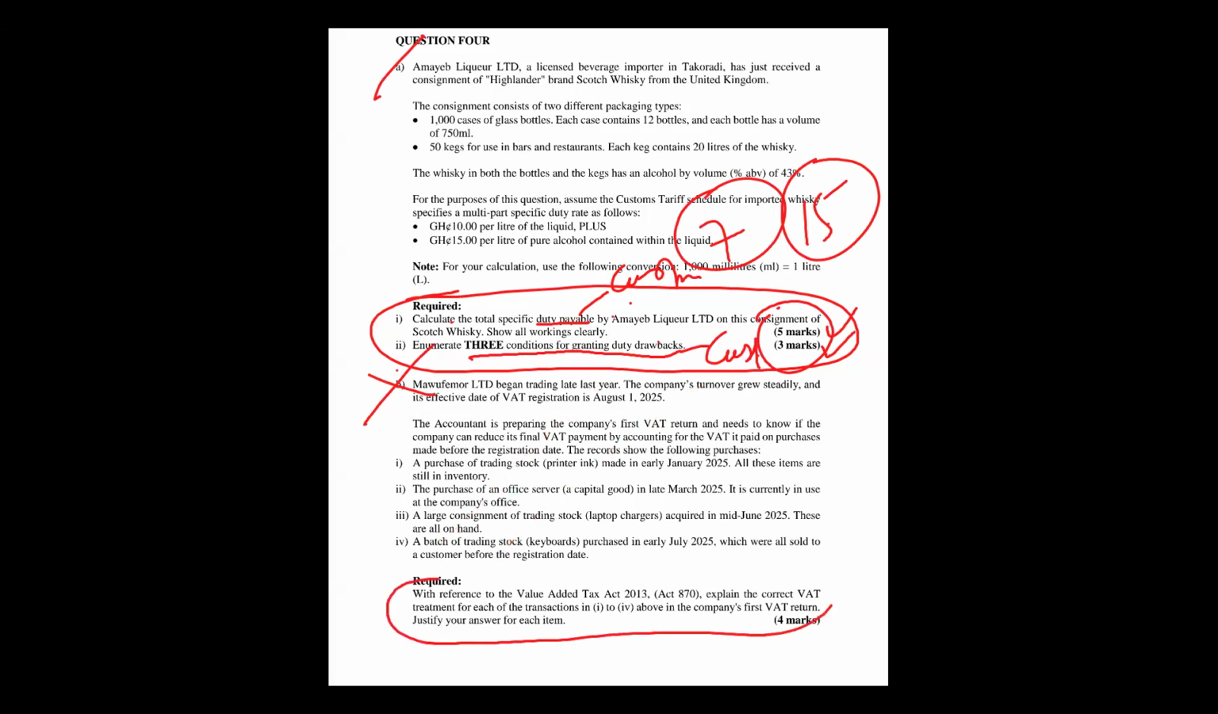With reference to the Value Added Tax Act, explain the correct VAT treatment for each of the transactions I to IV above in the company's first VAT return. Just file your answer for each item. So 4 marks. So 1 mark, 1 mark, 1 mark, 1 mark, 4. This one, it will take me time to go through because I'm working within the 15 marks. I'll not go and read everything here. I don't have the time for this one, but I've noted the question down. But I'll not read the case study because when I start to solve the question, that is when I'll read the case study.